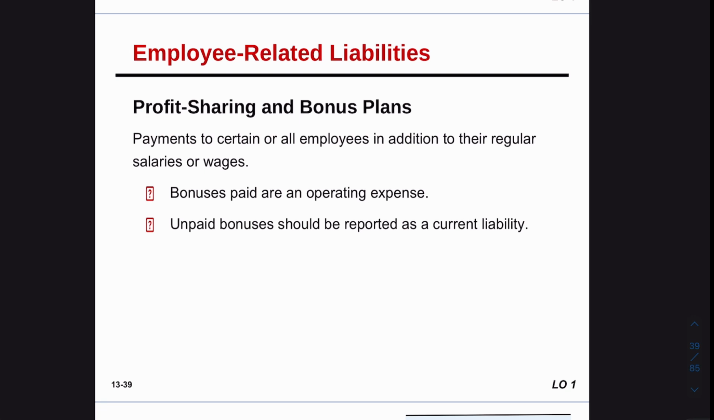And then lastly, we have profit sharing and bonus plans, which is when your employees have done something that needs to be compensated, called bonuses. It is a payment to certain or all employees in addition to their regular salaries or wages. Those bonuses are considered an operating expense for the company, and unpaid bonuses should be reported as a current liability. So if any of your employees should have received those bonuses and they were not paid, the company considers it a current liability until we pay them to the employee.